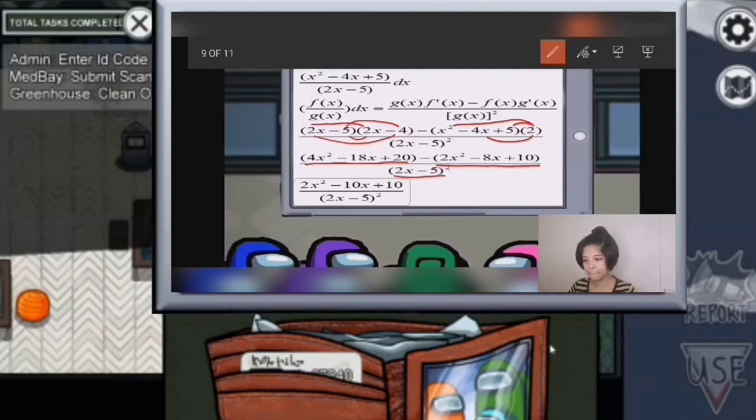Then, copy the denominator. After that, our next step is to combine the like terms. So, 4x squared minus 18x plus 20 minus 2x squared minus 8x plus 10 can give us 2x squared minus 10x plus 10. Over, copy the denominator, 2x minus 5 squared.